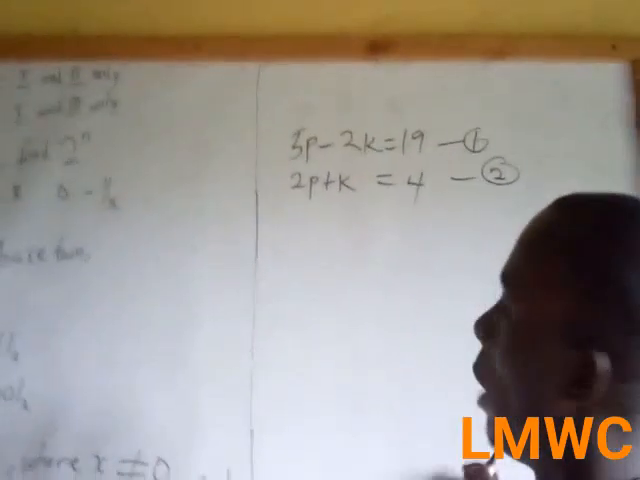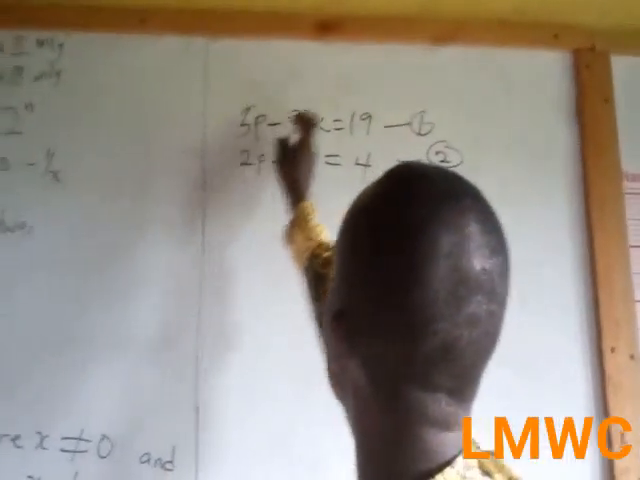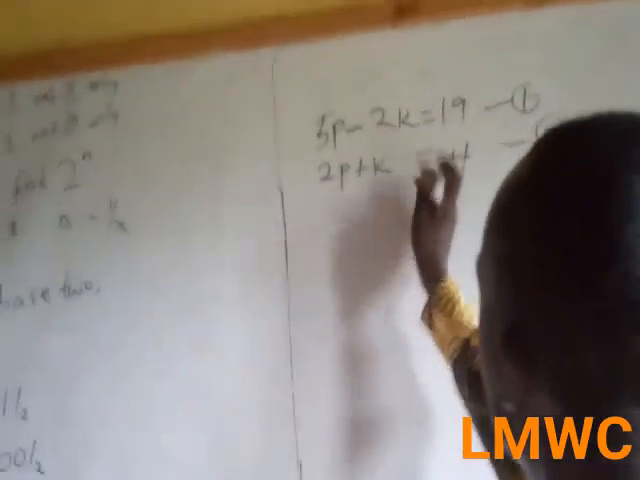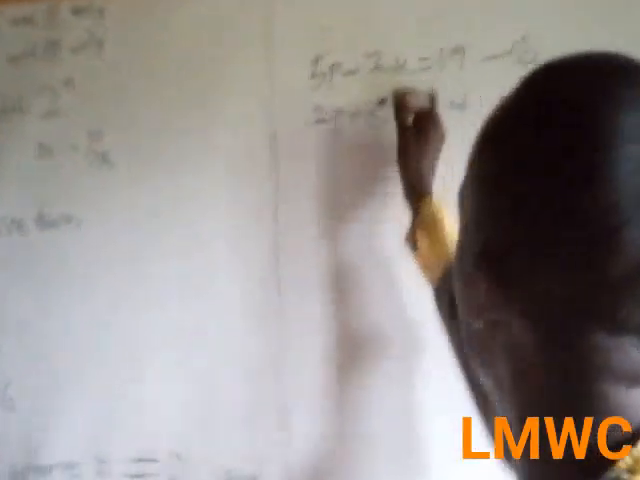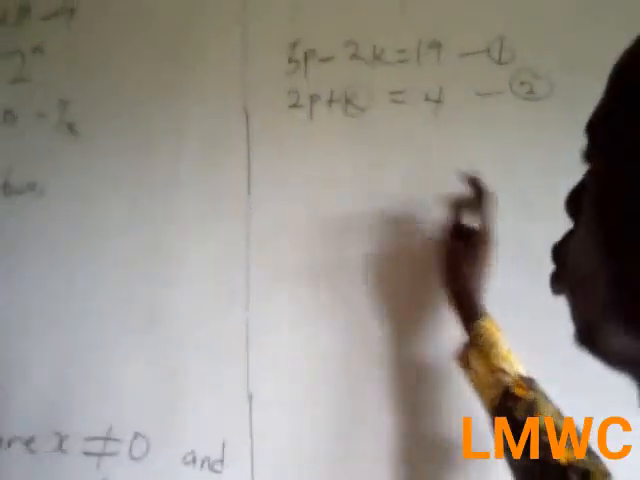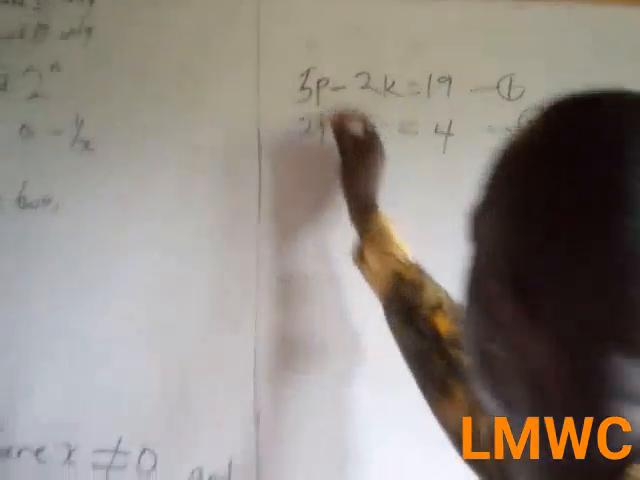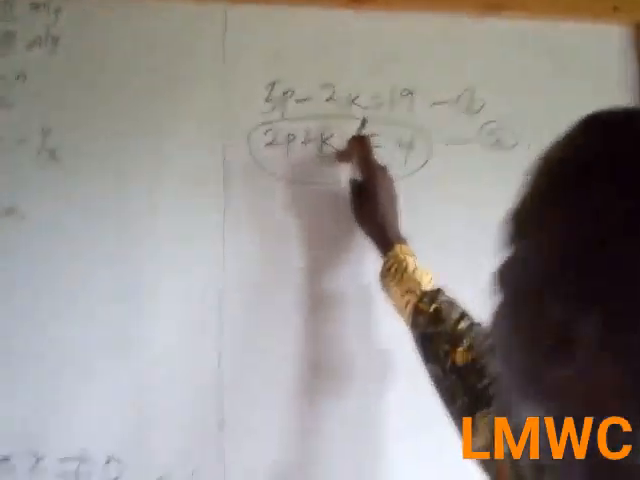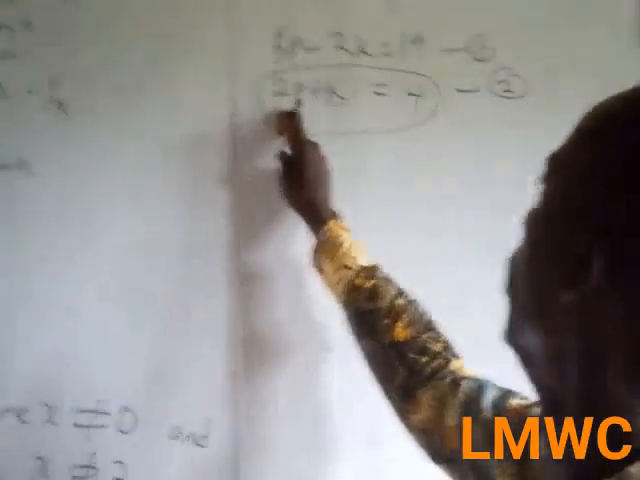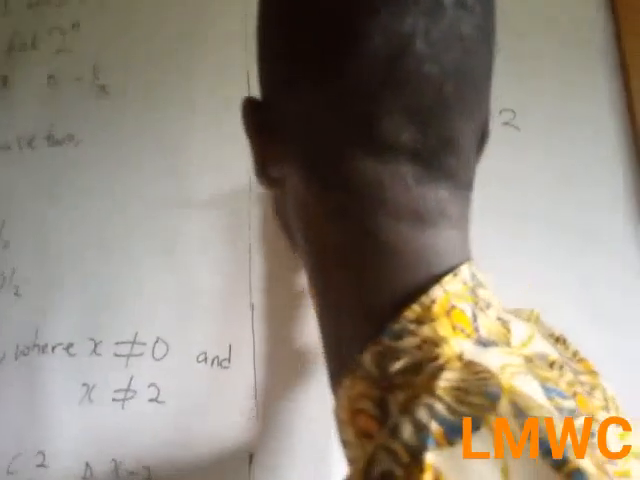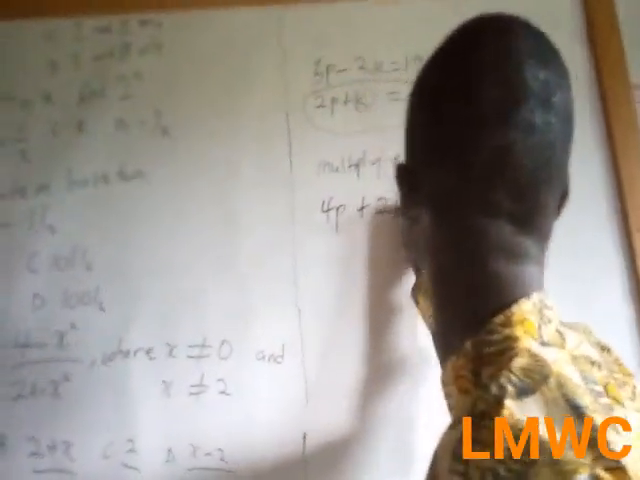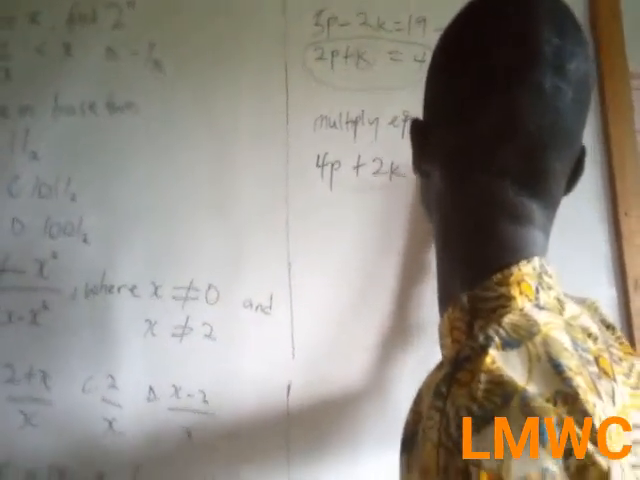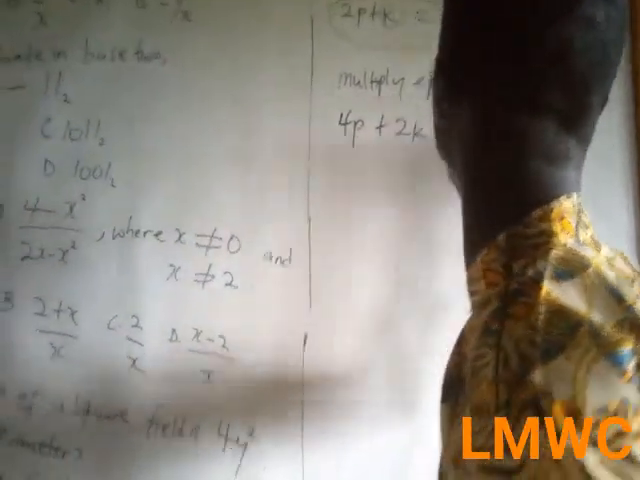Now, you see we are giving you 2 variables, but you must change one letter to the same numbers. We have 5p minus 2k, 2p plus k. So it's easy for us to change this one to 2k. So this means you will multiply the whole of equation 2 by 2. Because once you are multiplying k by 2, you should multiply 2p by 2 too. So you multiply equation 2 by 2. So we have 4p plus 2k is equal to 8. So we have a new equation 3.